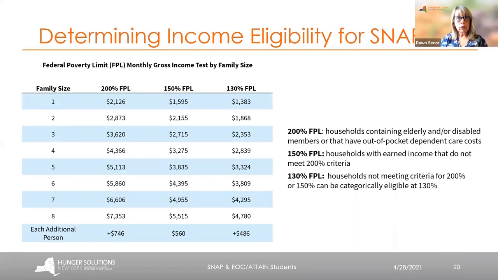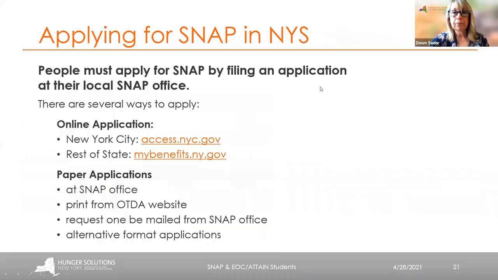For households not meeting those criteria, they can use 150% of poverty, and this is for if they have earned income. You can see for a household of 3, that would let them come into the program at $2,715 as a gross income. Anything above that, they are not eligible. And lastly, we have the 130, which you can see is a much lower amount at $2,353. If anyone is a penny over, they're not eligible for SNAP.